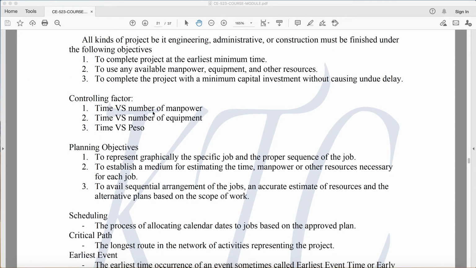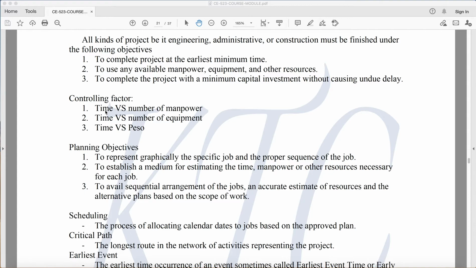It is time versus manpower. It is time versus equipment. It is time versus peso. So everything involves time. Why is it time versus manpower? Because the productivity output of your manpower is relevant, I mean, it varies from one situation to another, and a factor that also contributes to that is the skill of the worker. Depending on the skill of the worker would be the duration of the activity.